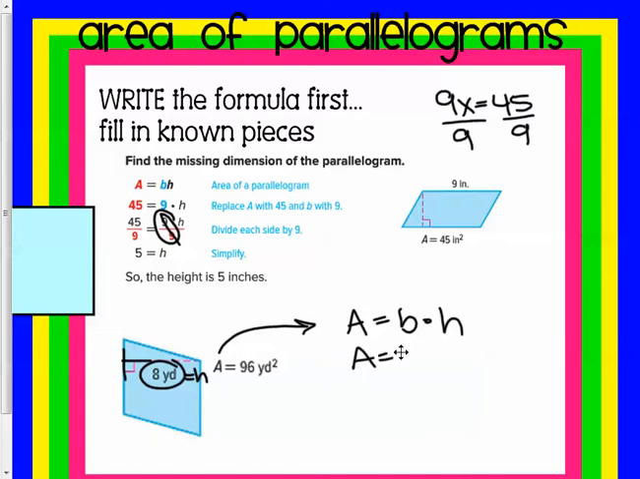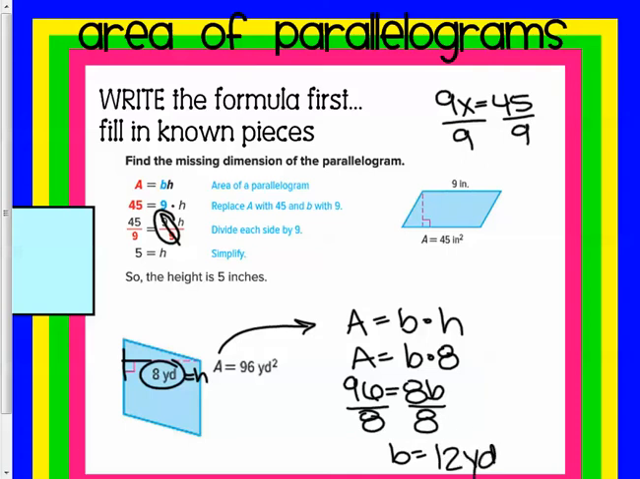Okay, so the area equals the base times 8. And we know the area is 96, so we have 96 equaling 8b. I flipped this around because I like to see it the way that we used to do it. So 8 times b, the inverse of multiplication is division, and I get b equaling 12 yards.